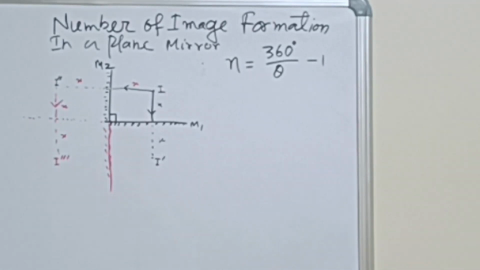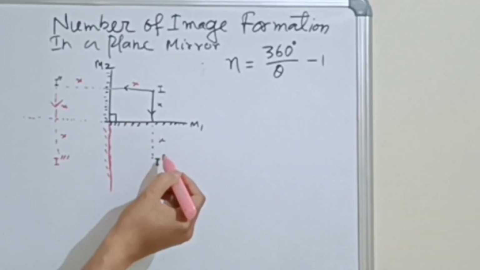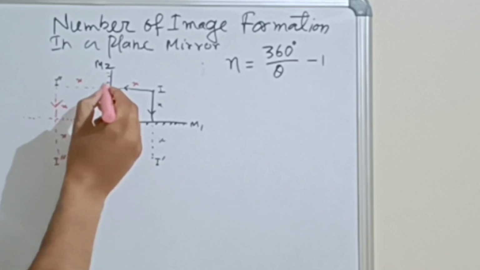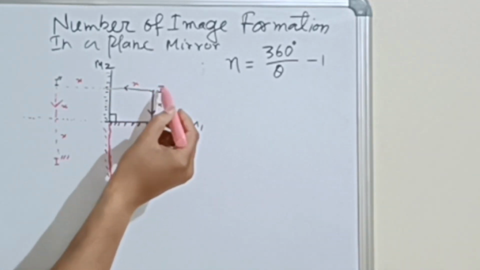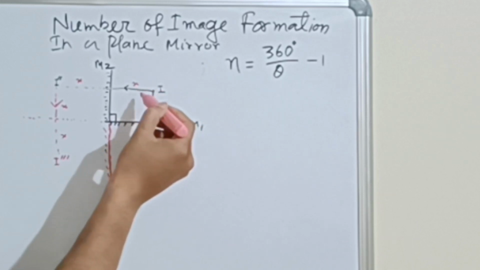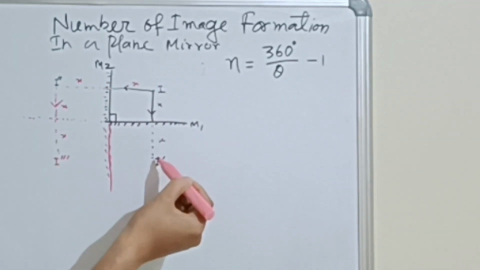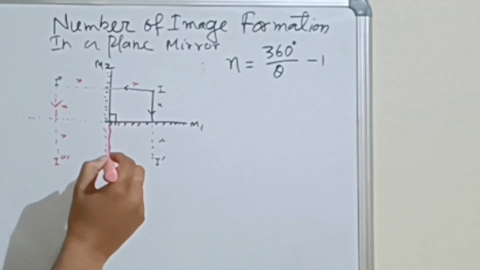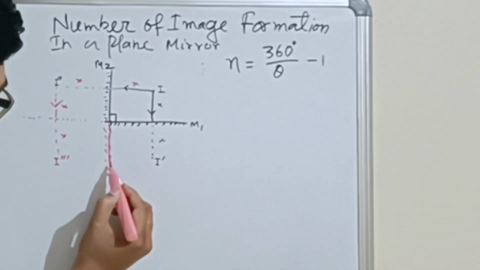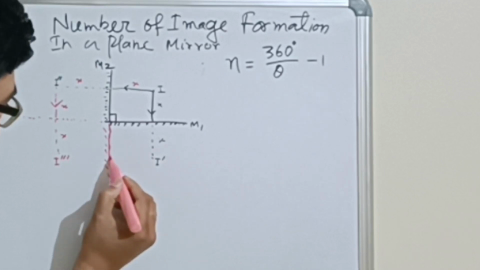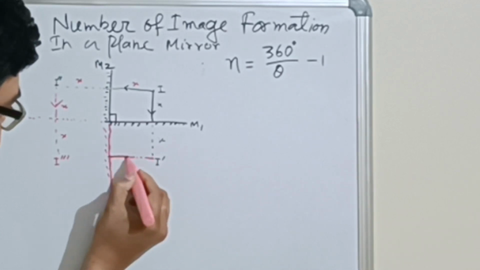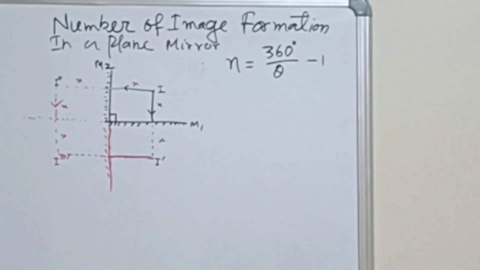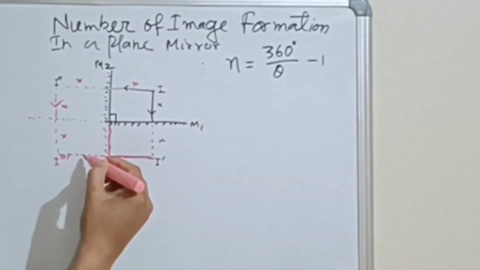Now another important thing is that I need to also extend back this line. Now tell me why? Because this becomes a virtual object for this mirror M2. So this was the initial, original object for M2, but now it is an image for I1, and this image also acts like a virtual object for mirror M2. That's why I need to extend it back. So this is the image distance, and as per the geometry, this is also x.